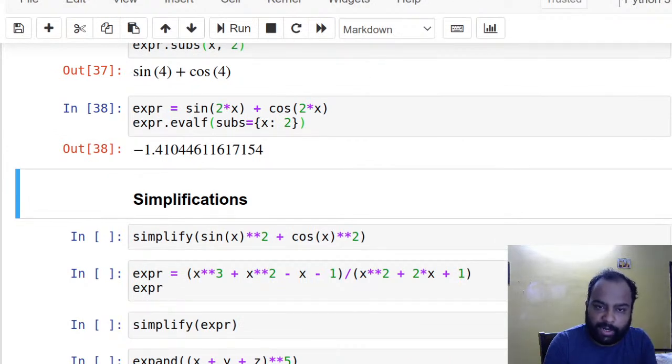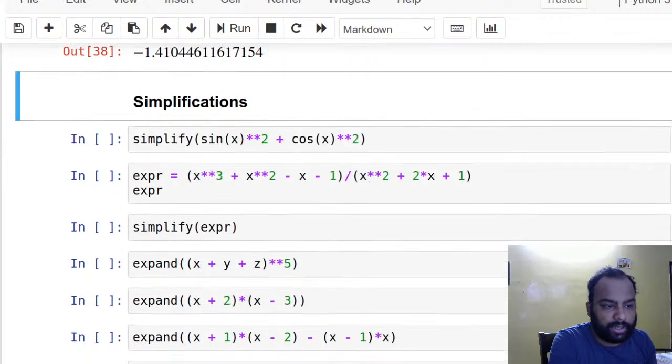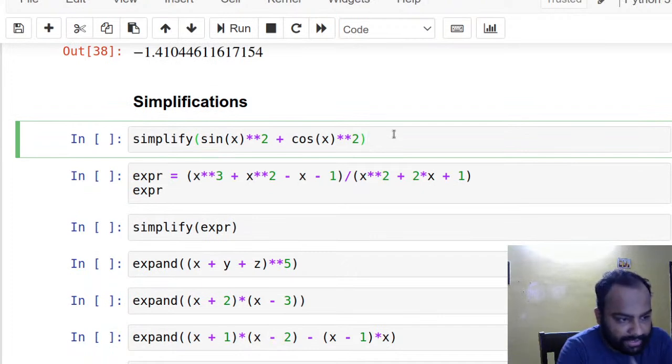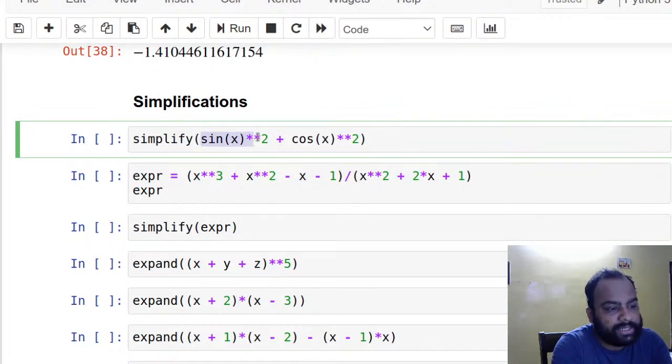So far what we have been doing is expressing symbolic variables and symbolic functions, and evaluating them at certain points. We are done with that. Now let's do algebra and trigonometry, things like that. Now let's do symbolic computations. So what is this? This is sine square x plus cos square x.